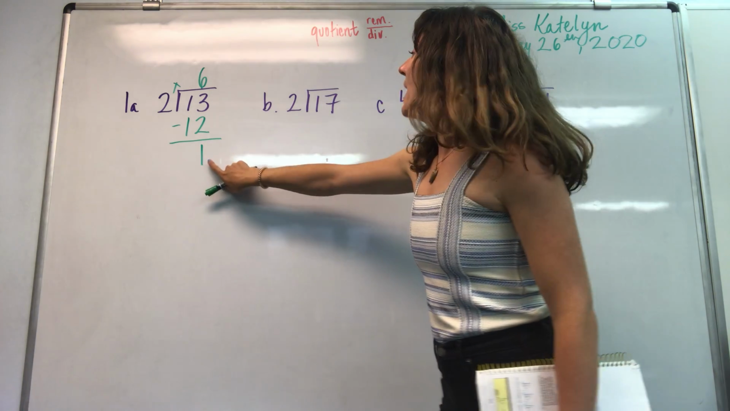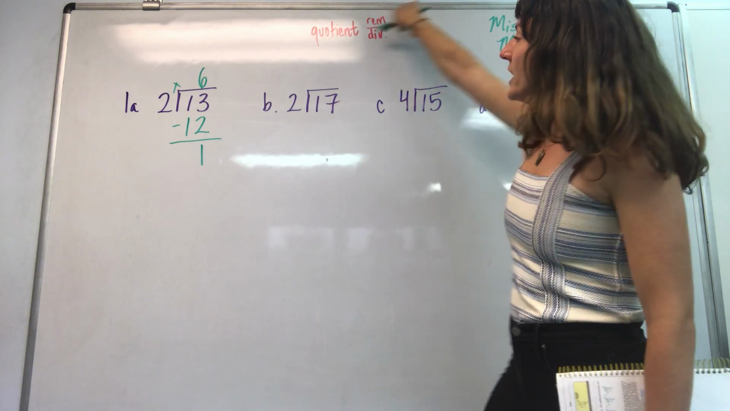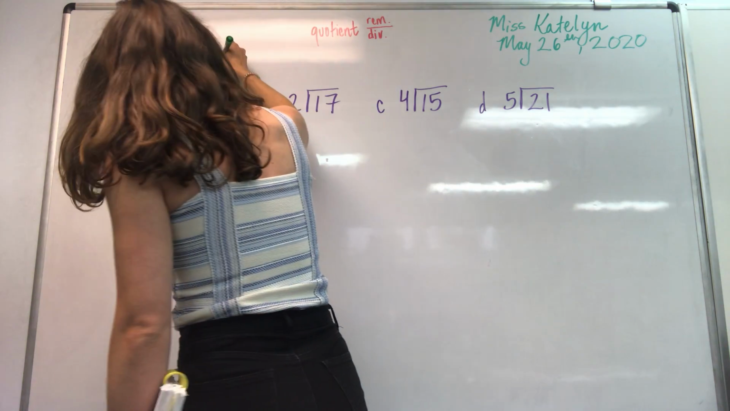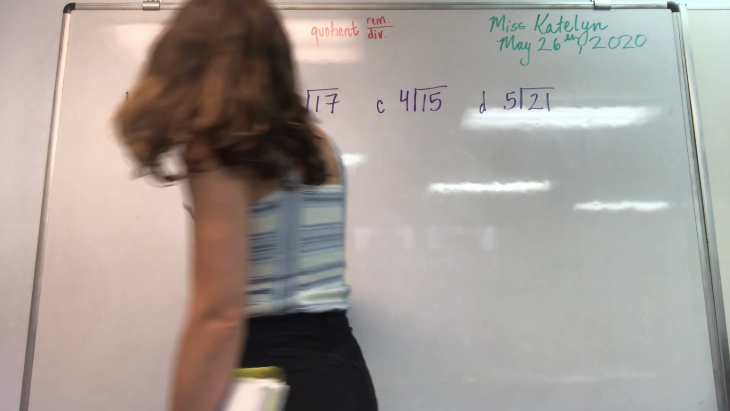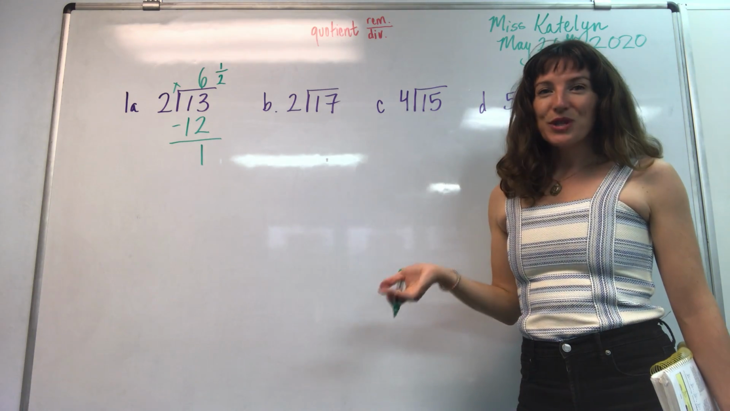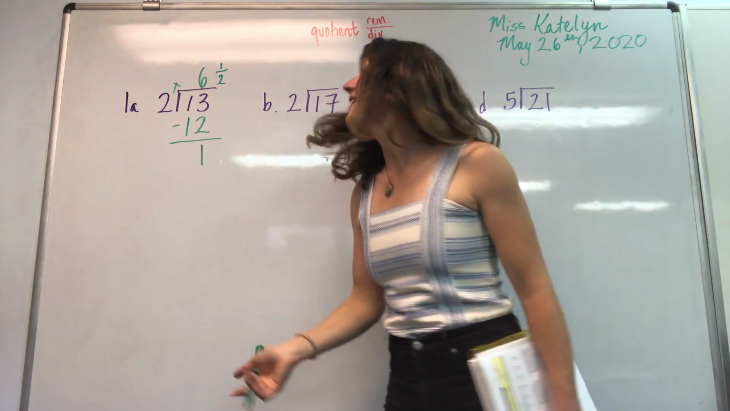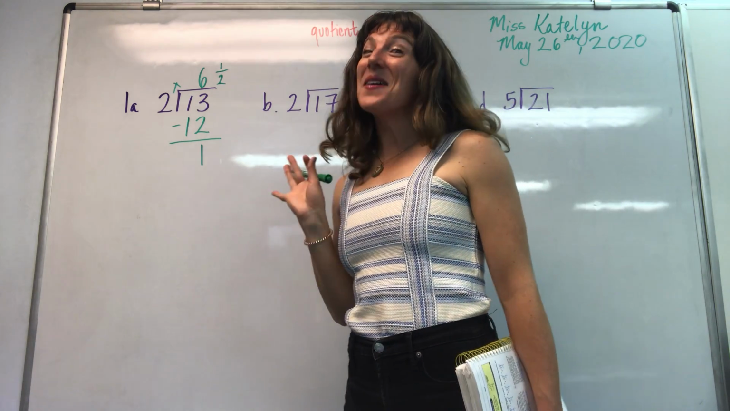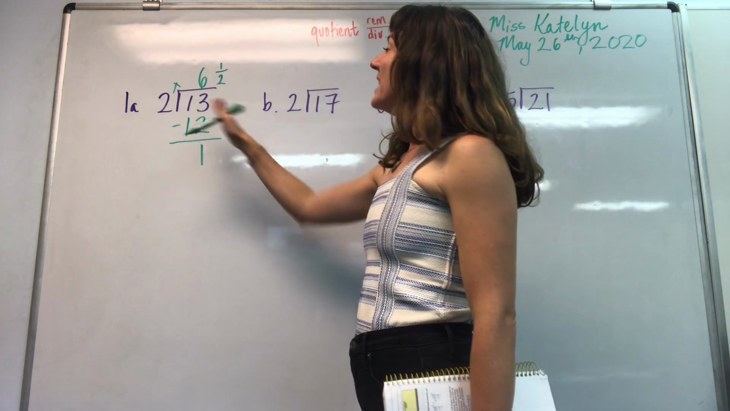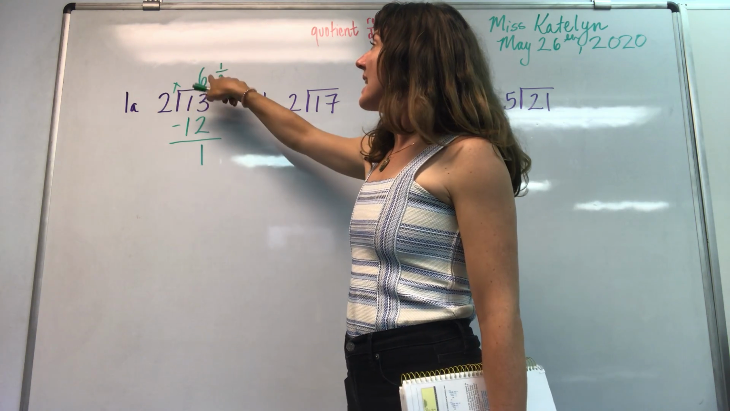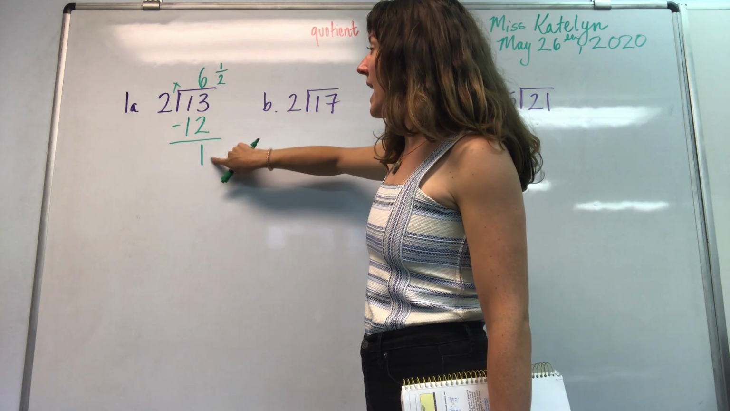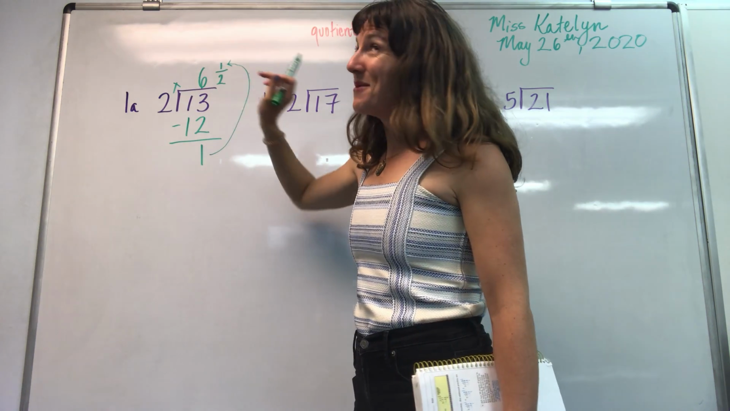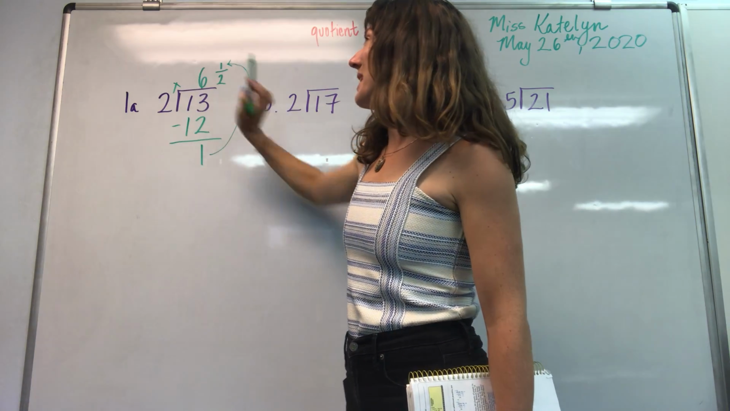Now remember, my remainder becomes my numerator, and my divisor becomes my denominator. So I write 1 over 2. Okay? And 1 over 2 is a special fraction. We call that 1/2, not 1/2. That is something completely different, okay? So the answer to 13 divided by 2 is 6 and 1/2. My remainder became my numerator, and my divisor became my denominator, okay?